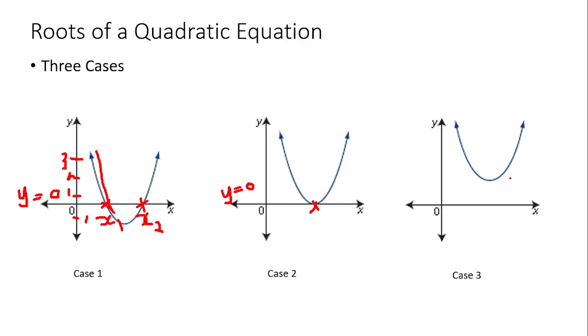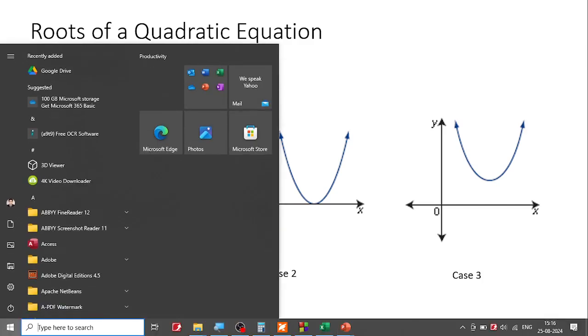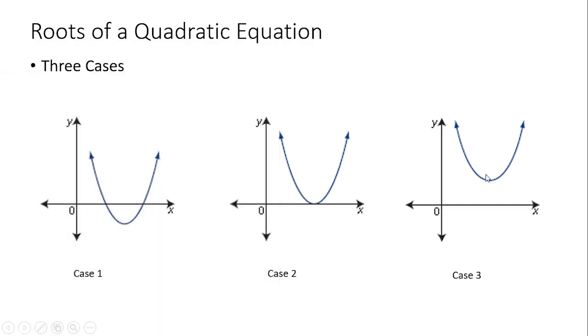Now let's look at this particular curve. This particular curve will not touch the x-axis. So it will not become 0 in the real space. It may not become 0 in the real space, but in the imaginary space, it may become 0. This is what we say.